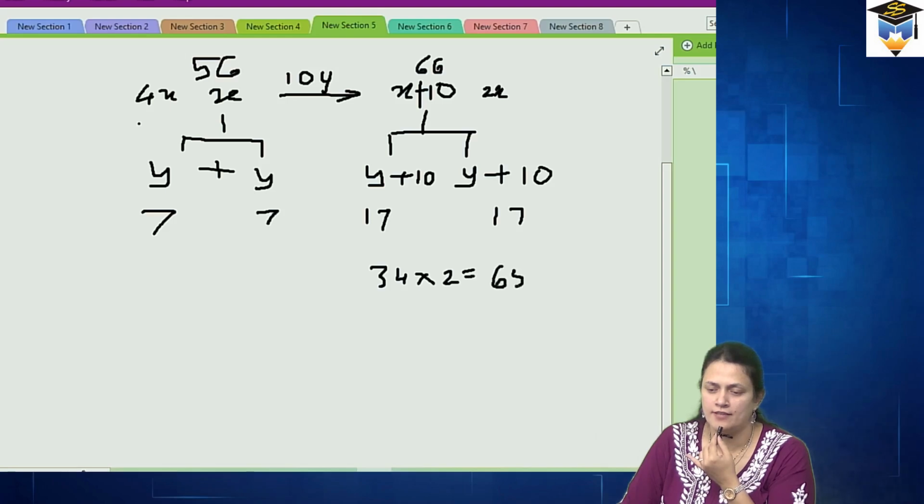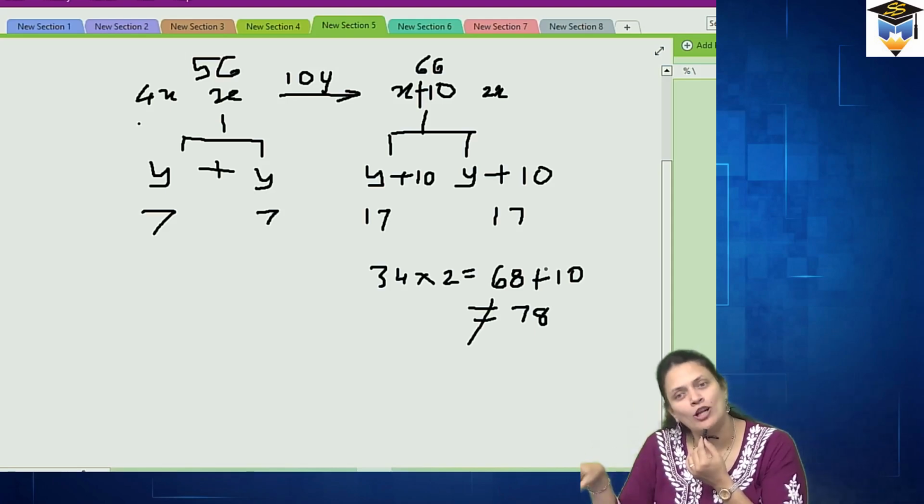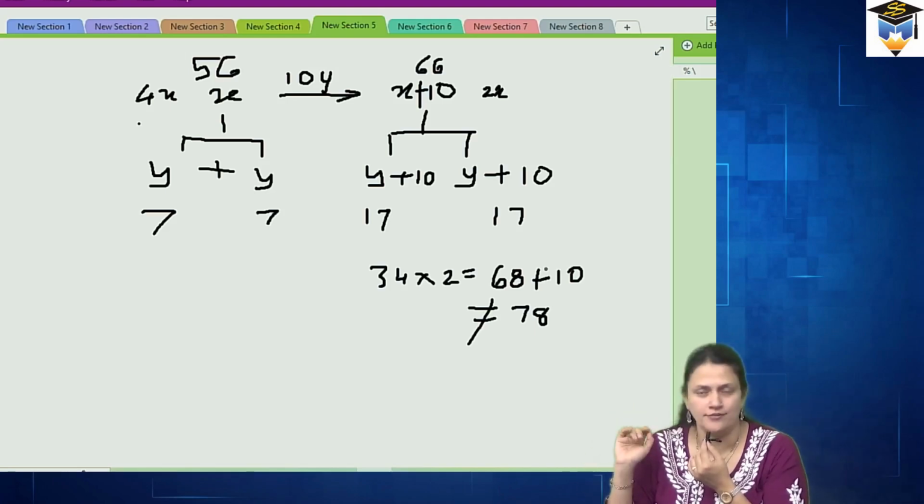Correct. 68. Yes. If we add 10 in this, it will become 78. So option A is not right. Correct. So in this way also you can solve. That is correct. So you can try all the options and then try to solve it.